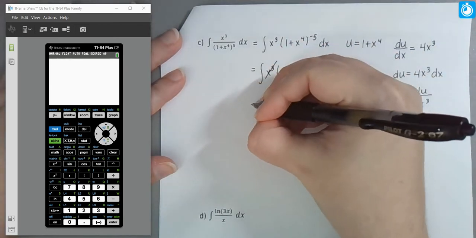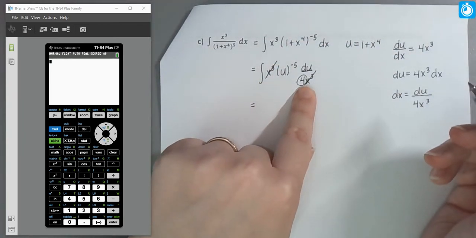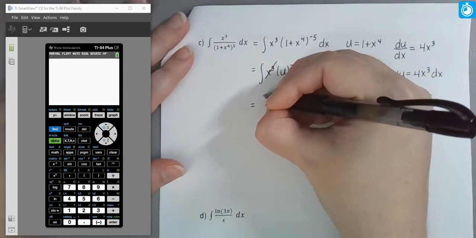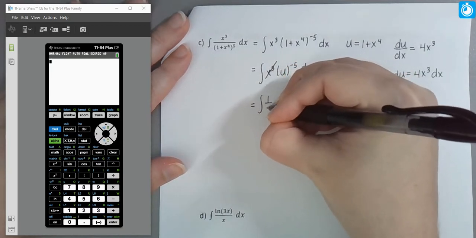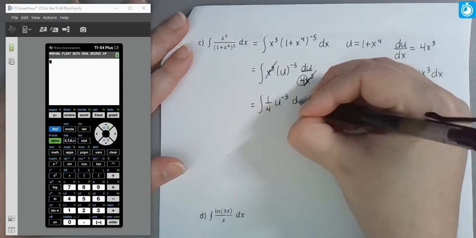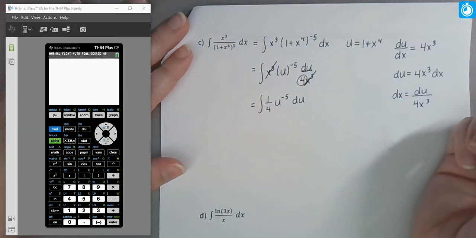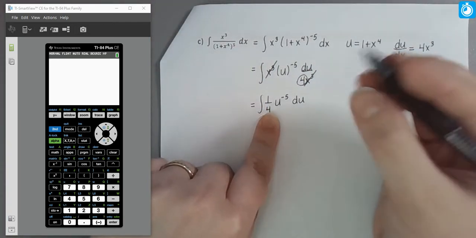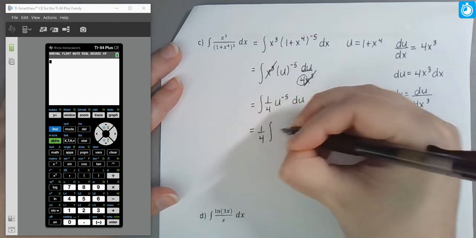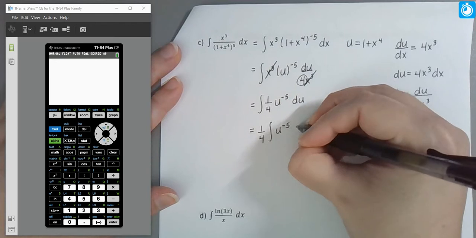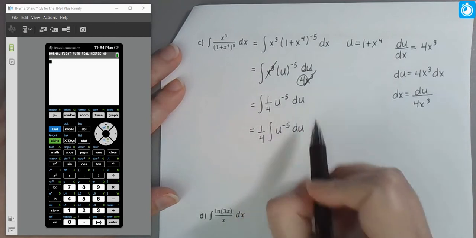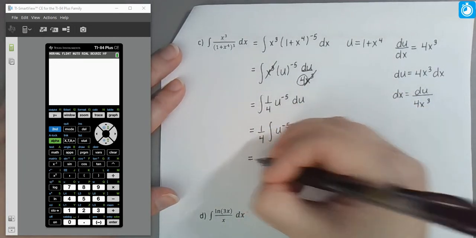So let's rewrite everything we're left with. Now, if we're left with a 4 in the denominator, that's another way of saying that we're left with a factor of 1/4. So we have the antiderivative of 1/4 times u to the negative 5 power du. Well, if it's a constant factor, we know that we can pull that out of the antiderivative because it doesn't actually affect the result for anti-differentiation. And so it does not present a problem. So we can just anti-differentiate like normal, and then we'll deal with the 1/4 at the end.